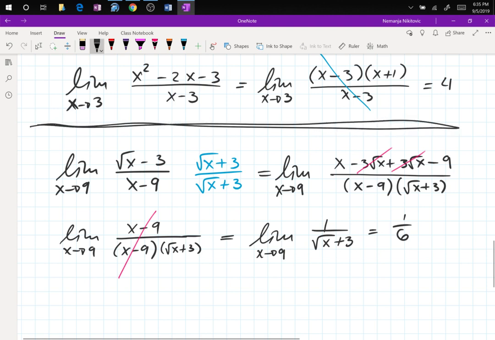I should separate these problems. So this would be the standard way to do problems that contain square roots with limits by what we call rationalizing, right?